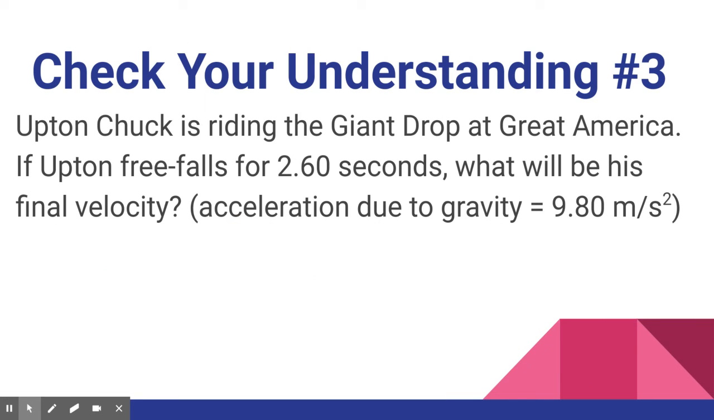Let's take a look at number 3. Read it, and then you need to complete it on your own. Upton Chuck is riding the giant drop at Great America. If Upton free falls for 2.60 seconds, what will be his final velocity? Free falling means he's accelerating in the downward direction, acceleration due to gravity, at a rate of 9.8 meters per second squared. You're given acceleration and time, and you need to find final velocity. Go ahead, try this on your own, pause the video, and then come back to see what you get.